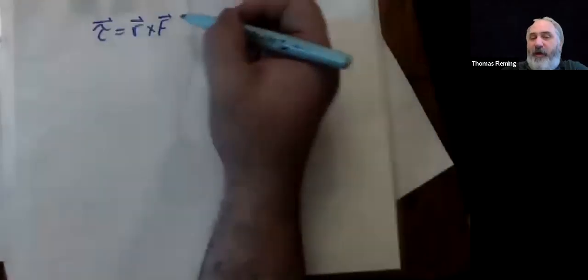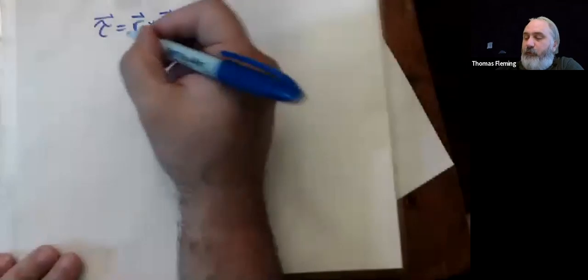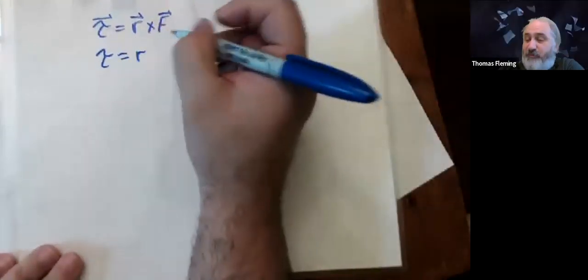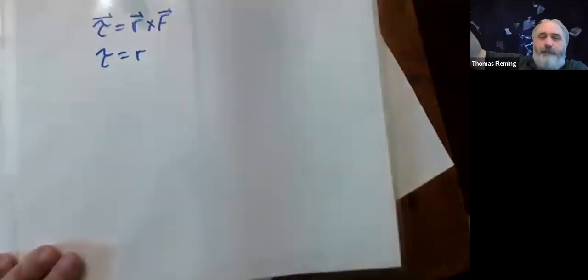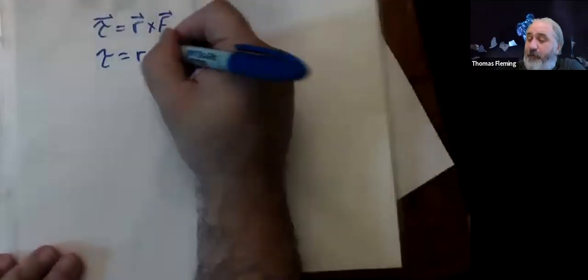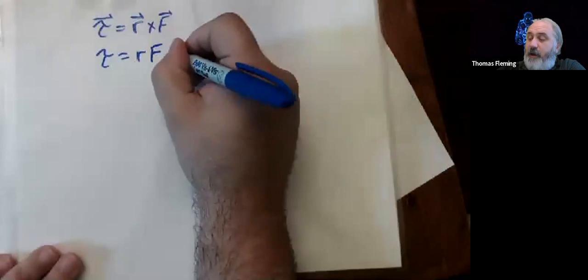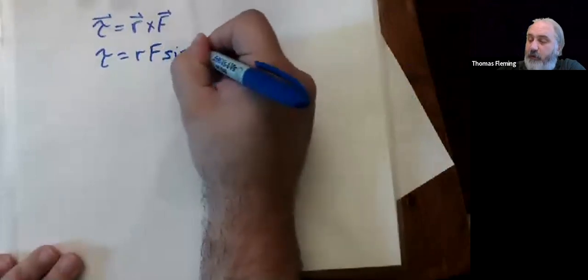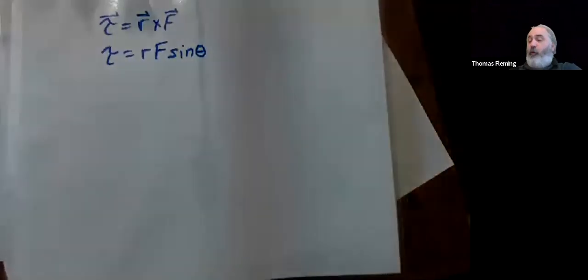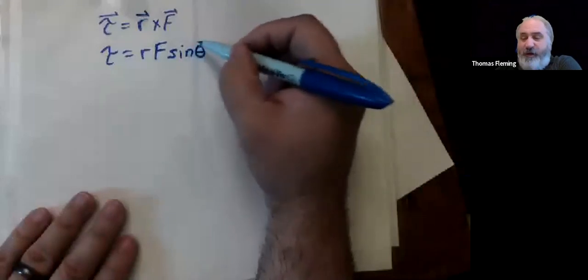Now, when you multiply these two vectors together, you would, of course, find the magnitude of the torque by taking the magnitude of R, which by definition is positive, times the magnitude of F, which again by definition is positive, times the sine of the angle between R and F. And of course, sometimes this angle is really annoying to find.